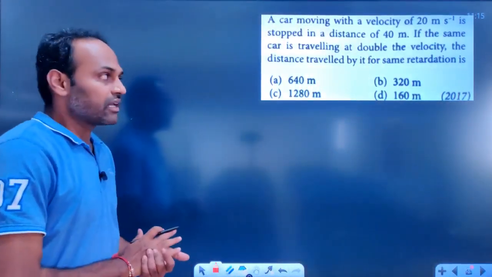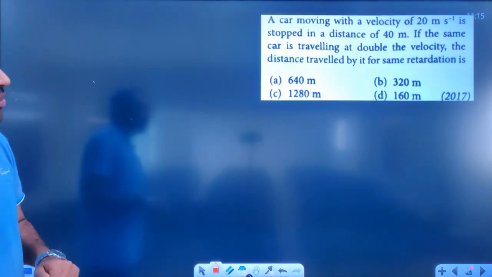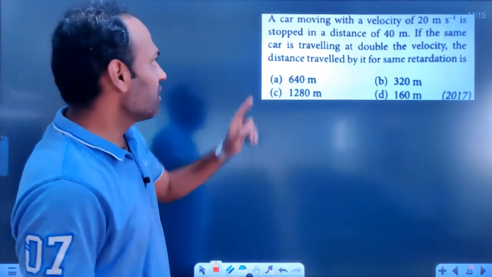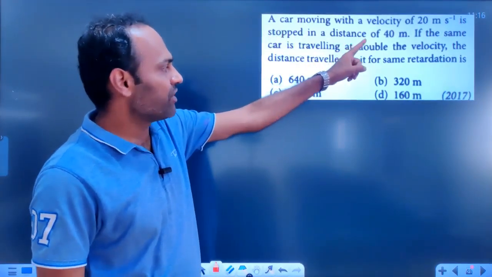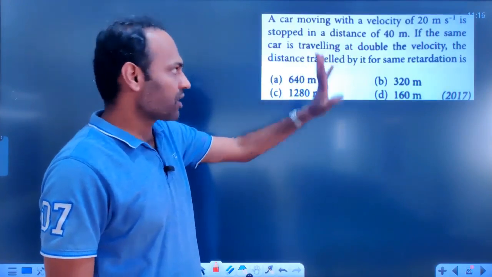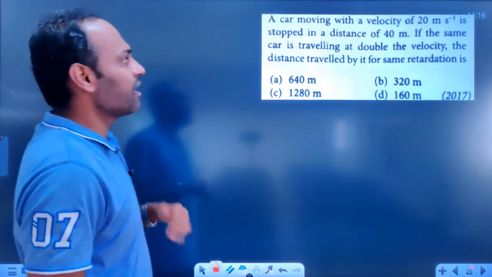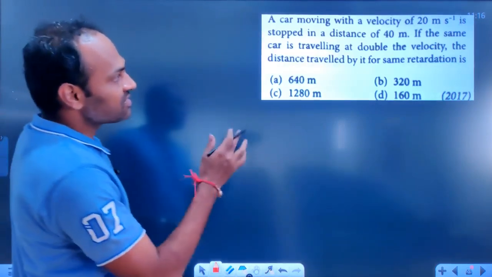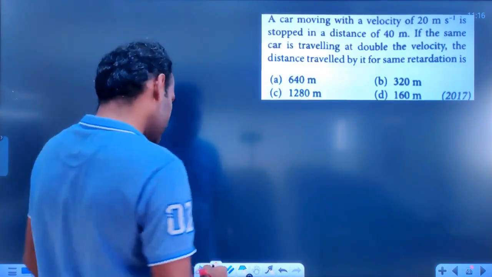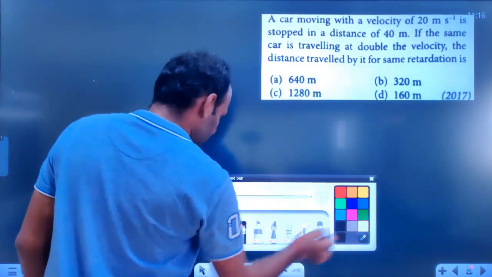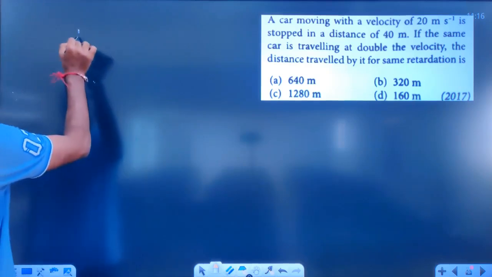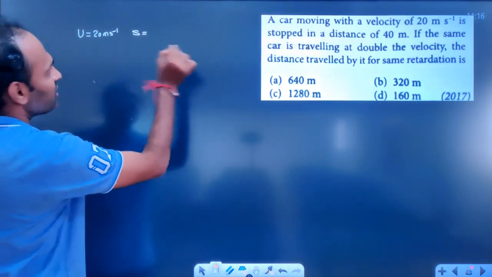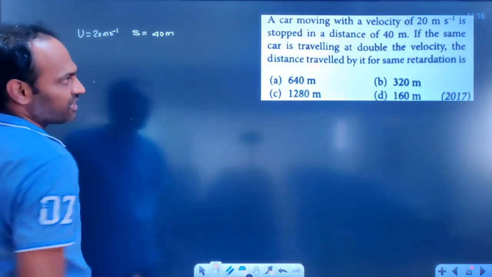Let us go to the next question then. So the next question is, a car moving with a velocity of 20 meter per second is stopped in a distance of 40 meter. Note, the question is on stopping distance, right? First, it is traveling with a speed of 20 meter per second. How much is the stopping distance here? Stopping distance is 40 meter.